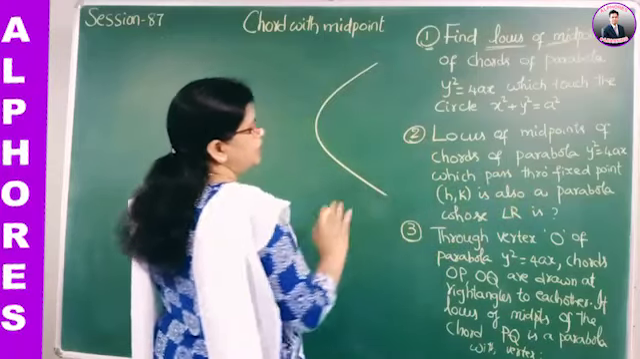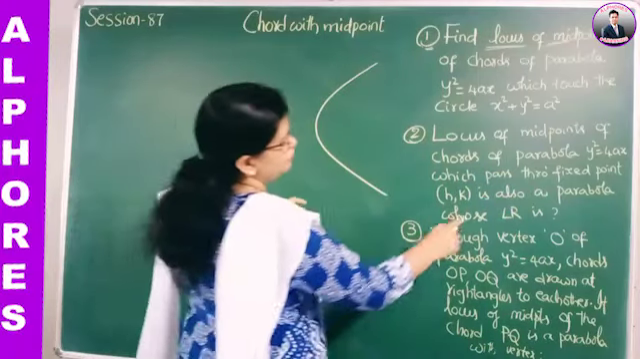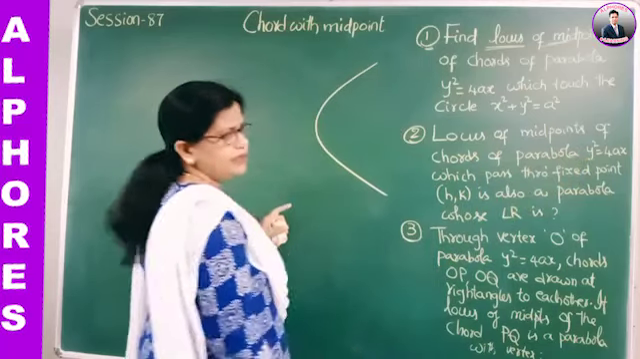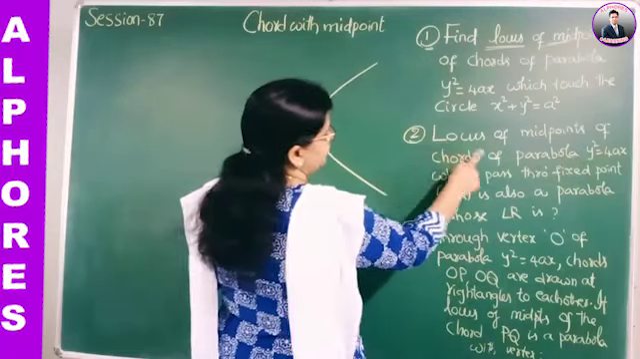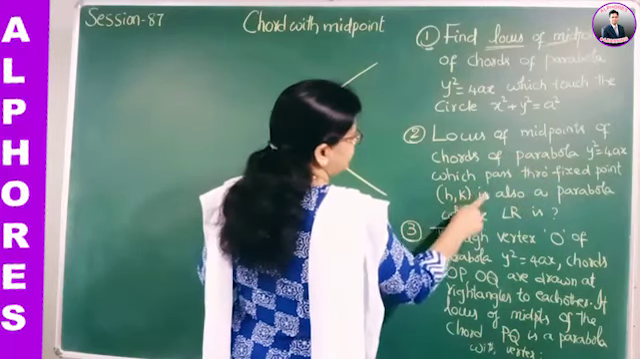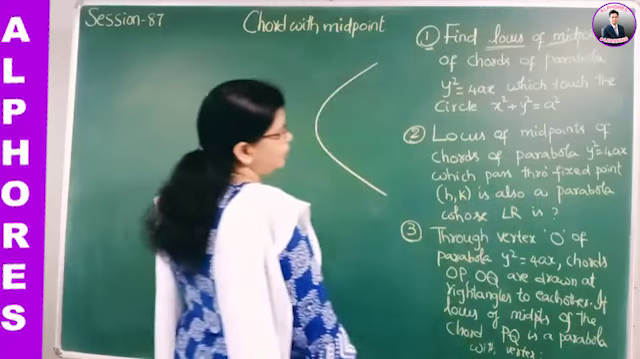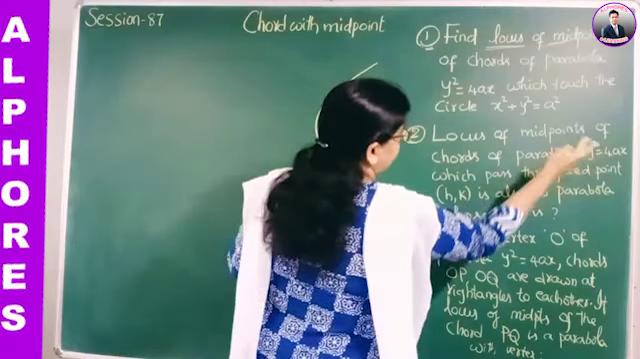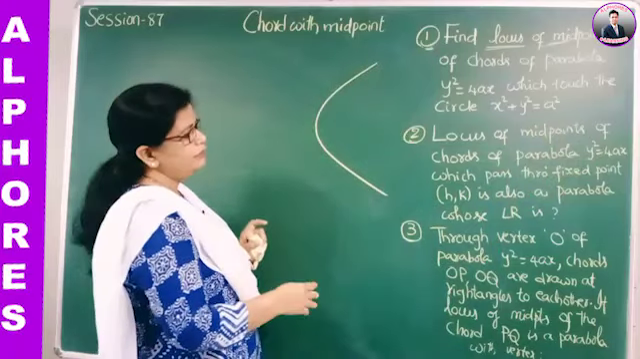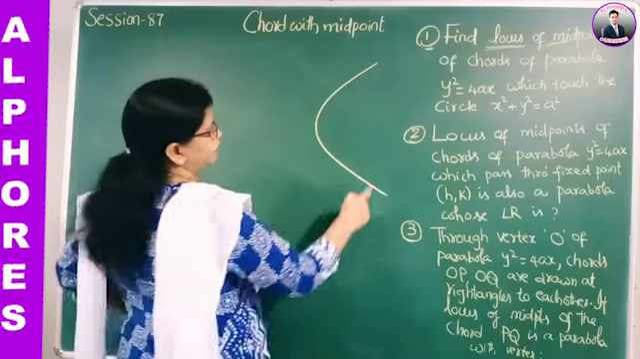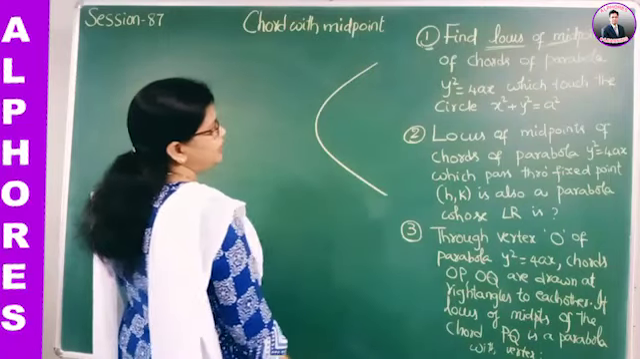They didn't mention the equation of the parabola here, but even then we can generalize this, because the locus of midpoints of chords of a parabola which pass through a fixed point (h, k) is also a parabola whose latus rectum is... Understand? Even if the equation is given or not given, we can make use of this concept for any kind of parabola. Now, the locus of midpoints, how are they?